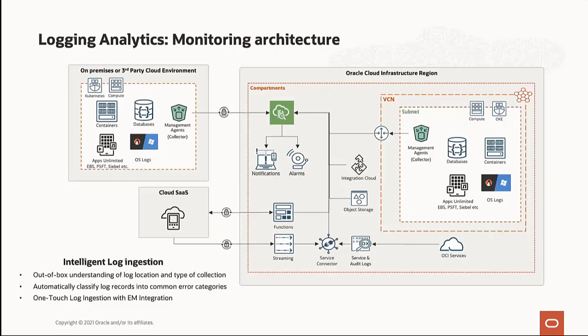There are streaming services, which a lot of our customers are using to get the data into Service Connector. For all OCI services, the data comes through the logging and the Service Connector. If you're using Oracle Integration Cloud, then that data can also directly flow into logging analytics. And then finally, you can create notifications and alerts on top of that. The core point of this is that we have an out-of-box understanding of log location and the type of data to be collected, and also enrich them into specific error categories and other enrichments that will help you analyze.